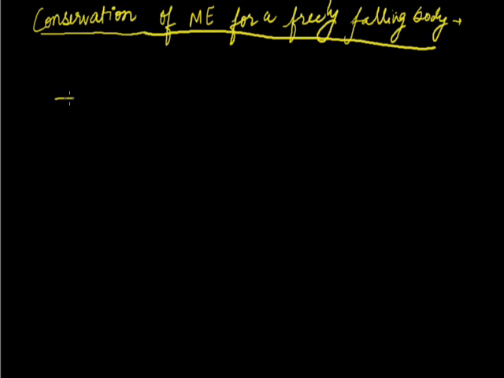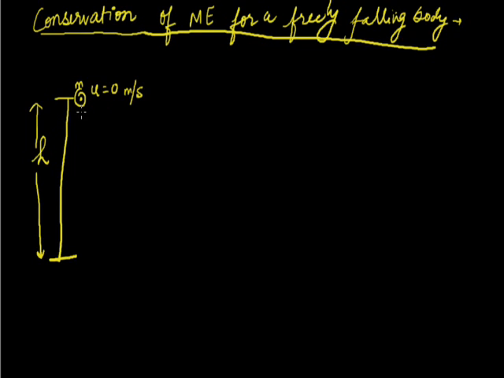Here we are taking a body of mass m which is dropped from a certain height h. As it is dropped, its initial velocity is taken to be 0 meter per second. Now it is falling under the action of gravity, and as we know, the gravitational force is a conservative force. This is the point A we can consider, some midpoint B, and just before striking the ground the point C is considered.